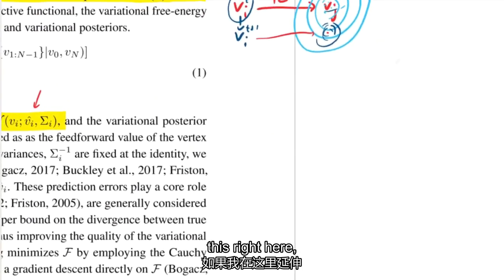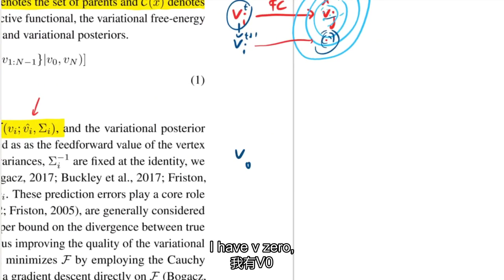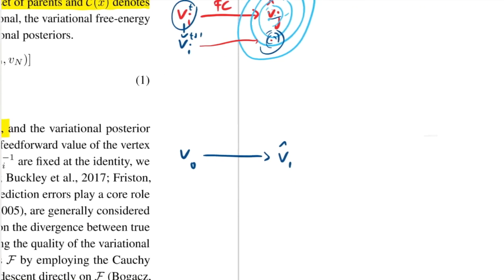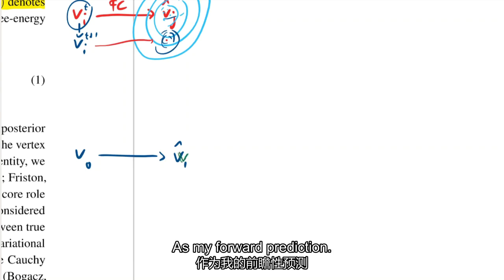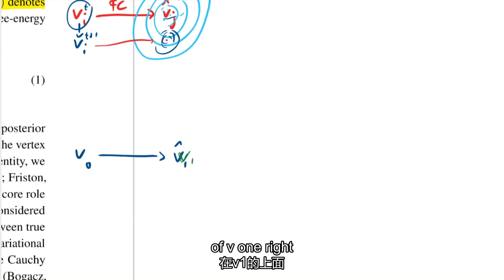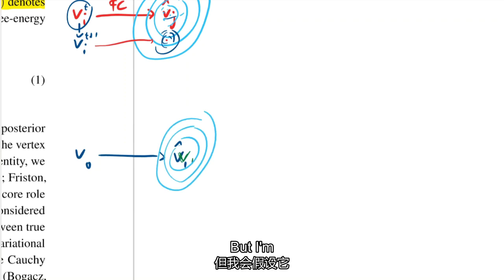Yeah, it's best if I extend this right here. I have V0, okay? V0, I'm pretty sure what it is because it's my input. Then what I'm going to do is forward guess what V1 is. So this is my guess of V1, okay? Now, from V1, I am going to guess what V2 is. And at the beginning, my guess of V1 is the same as my forward prediction. I have no reason to assume it's anywhere else. So I'm just going to draw this on top of V1 right here. It could be anywhere in the vicinity here, but I'm going to assume it's the same.